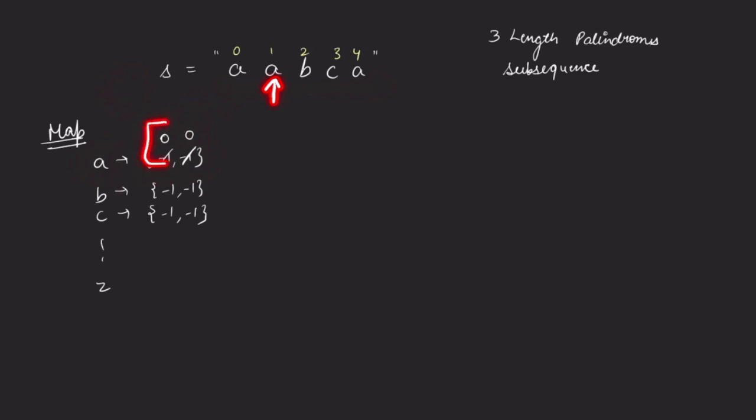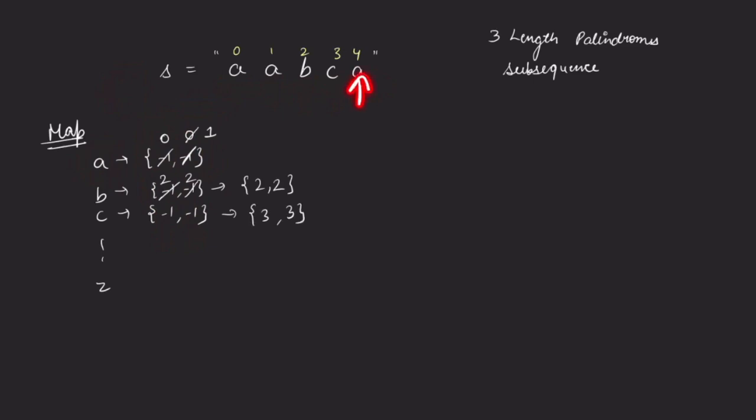Then we'll come here. Now this is 0, so it won't be updated; only the second value will be updated, so this will become 1. Then for B, this is -1, so this will be updated, and the second one will also be updated. So this will become 2, comma 2. Then C, this is -1. This will become 3, and this will also become 3, so 3, comma 3.